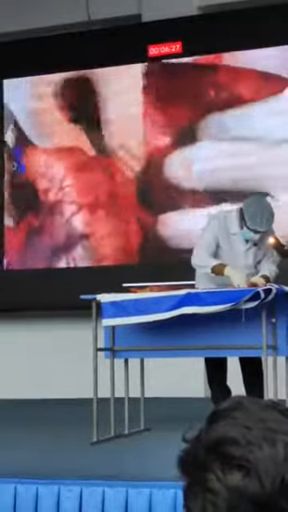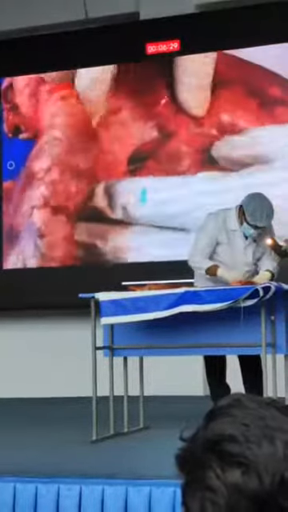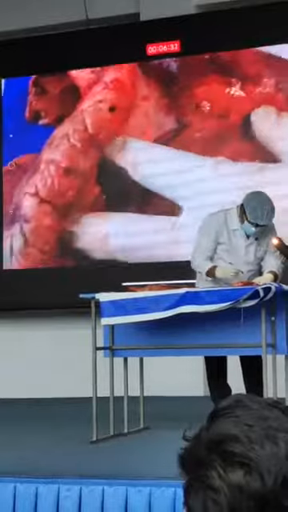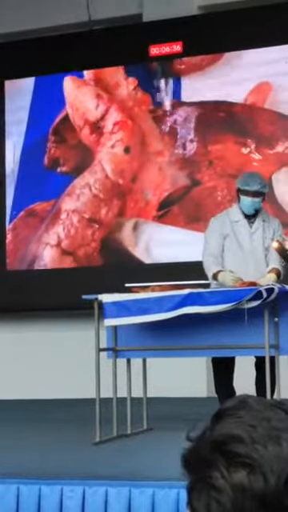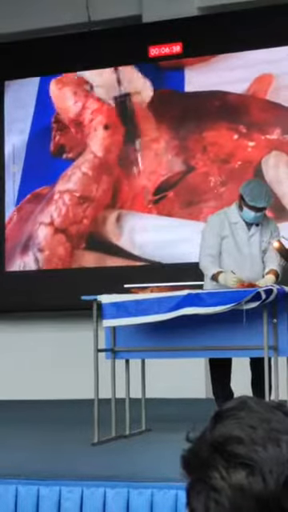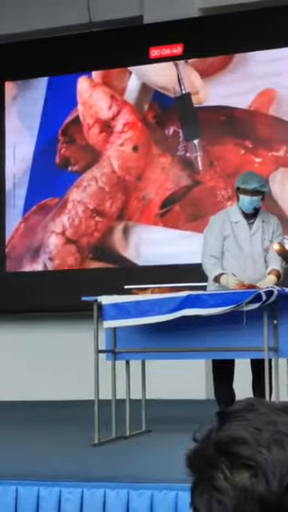Okay, so can you see this bifurcation? Right? Can you see this? So this exactly is the carina. That is the division of the trachea into the right as well as the left main bronchus. Okay?